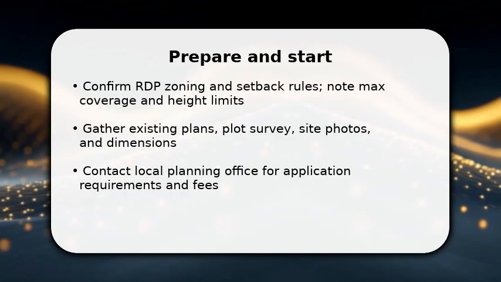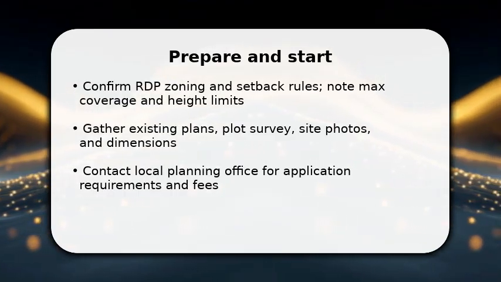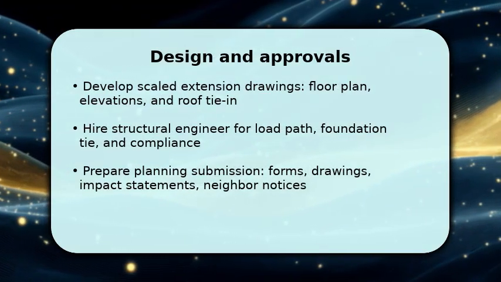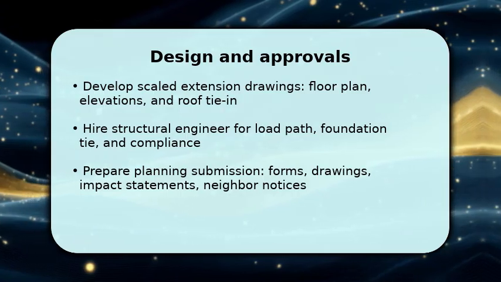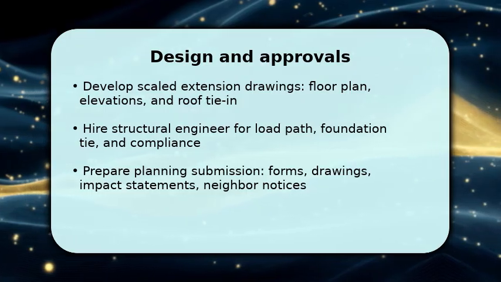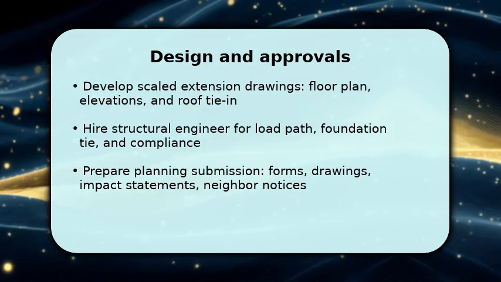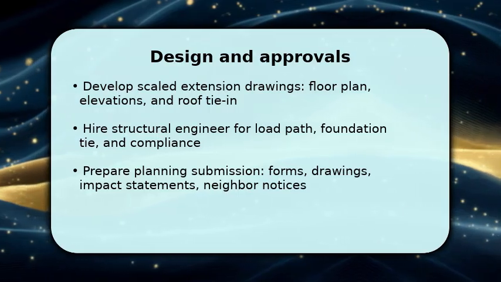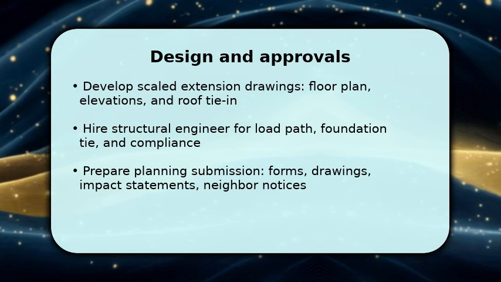Now you convert that sketch into buildable drawings and get approvals. Produce a scaled floor plan, elevations, and a roof tie-in detail so reviewers see how new meets old. Hire a structural engineer to specify foundations, headers, and connections because they ensure safety and code compliance. Compile your planning submission with required forms, a short impact statement, and neighbor notification where applicable. This speeds review. Once submitted, monitor the file. Respond promptly to requests for clarification, and schedule any required consultations.